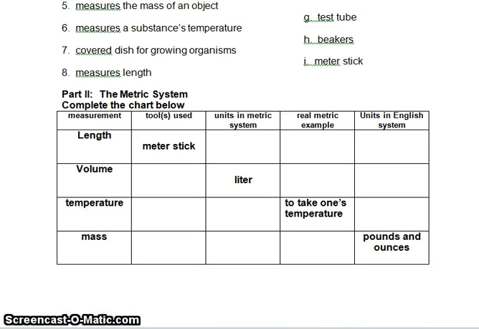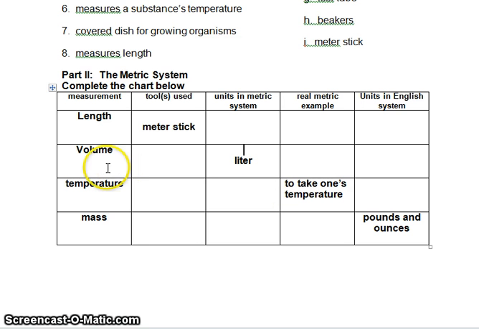The next section here, the metric system, also found in Chapter 1, we're asking you to record information about the different ways that we can measure materials. So if we're talking about length, a tool that can be used would be a meter stick. For volume, temperature, and mass, you want to come up with some examples of tools that can be used. Some of those are found right up here. Others you can find in the textbook. In the textbook, it also lists in Chapter 1 the units in the metric system that we would use to describe length. Volume is given to you, temperature, and mass.